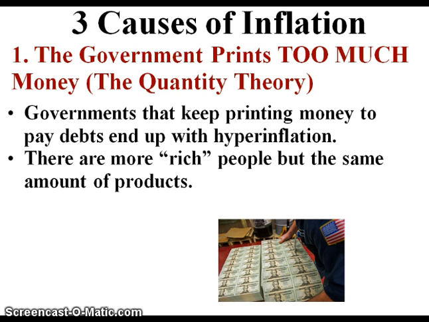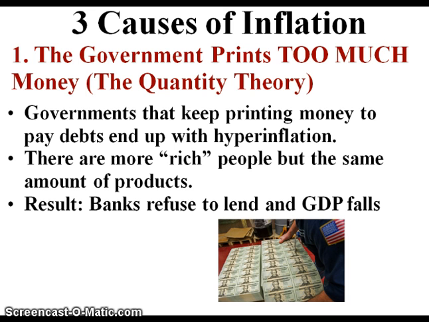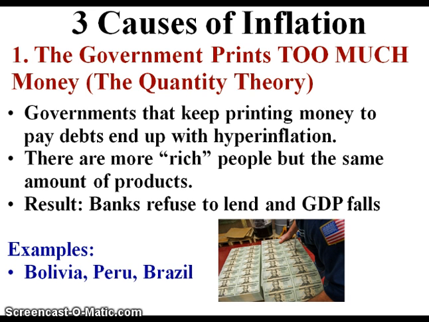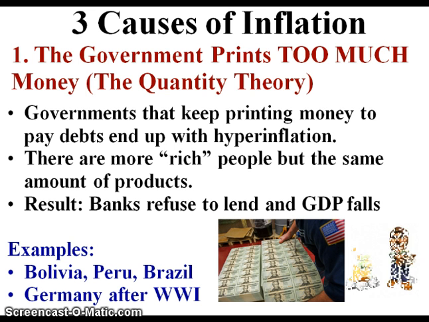So with this theory, there are more rich people with the same amount of products. It is another way to kind of think about it. So you have more money, but those dollars are chasing after limited resources. All right, so banks may refuse to lend, GDP falls, and we've seen some real examples of that in Bolivia, Peru, and Brazil, Germany after World War I, which I've mentioned before.